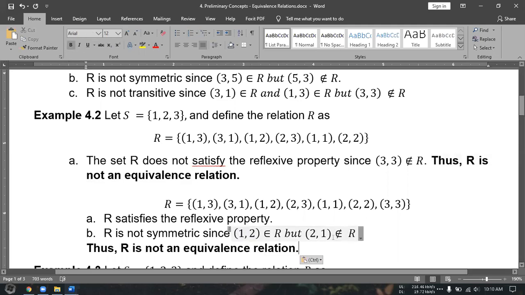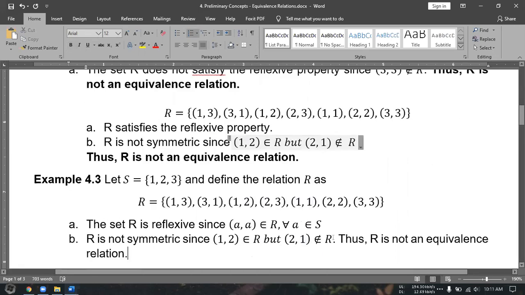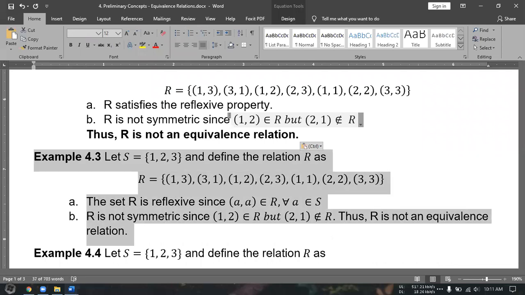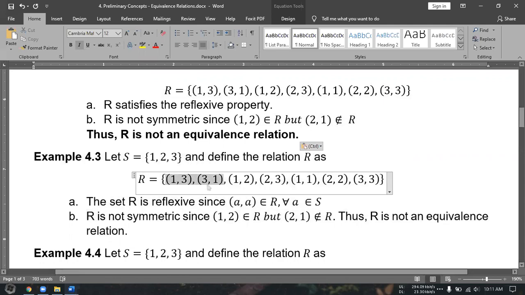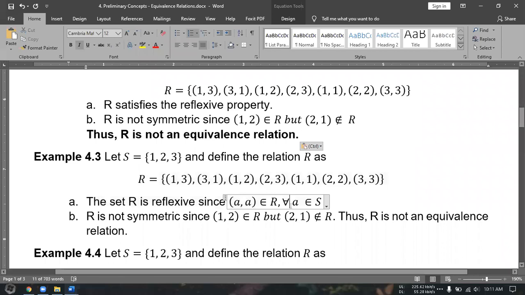Yes, sir. So another example. Ayun, yun pala yung sinagutan natin kanina. So we already discussed this, no? We have set S, whose elements are 1, 2, and 3. Then we have R in S: (1,3), (3,1), (1,2), (2,3), (1,1), (2,2), (3,3). We already know that R is reflexive, or we satisfy the reflexive property there, since for all a, a is always related to itself.